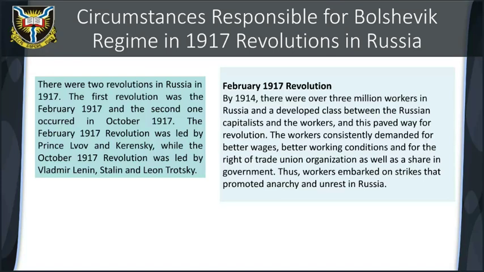February 1917 revolution. By 1914, there were over 3 million workers in Russia and a developed class between the Russian capitalists and the workers, and this paved way for revolution. The workers consistently demanded better wages, better working conditions, and the right of trade union organization, as well as a share in government. Thus, workers embarked on strikes that promoted anarchy and unrest in Russia.